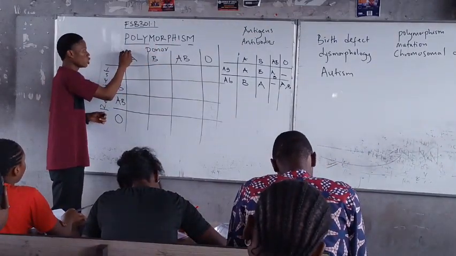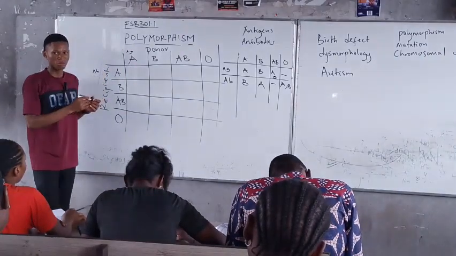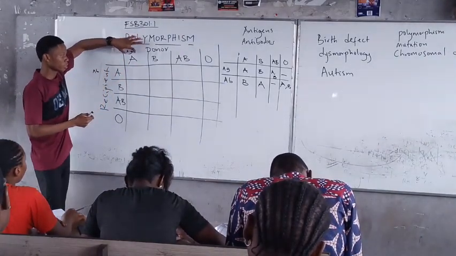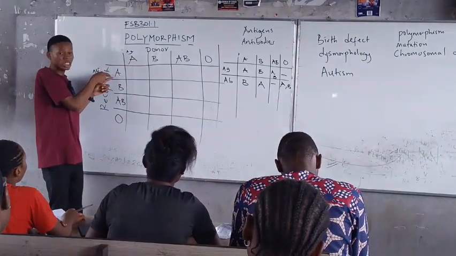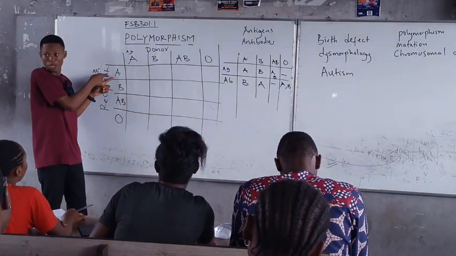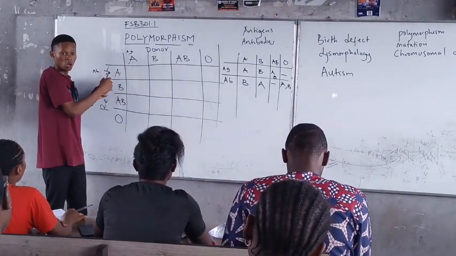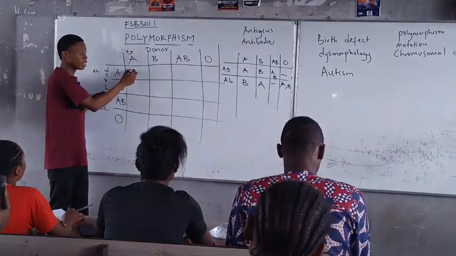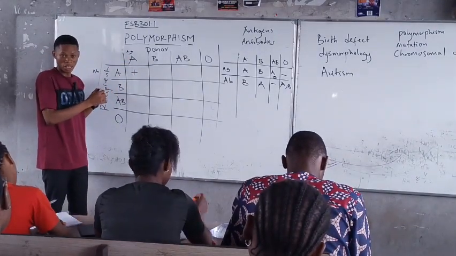Let's look at antigen. And here let's look at antibody. What antigen is found here? What antibody is found here? Antibody B, right? Can antibody B fight against antigen A? No, right? So since it cannot fight, can they receive blood? Do you get? I'll take it again.